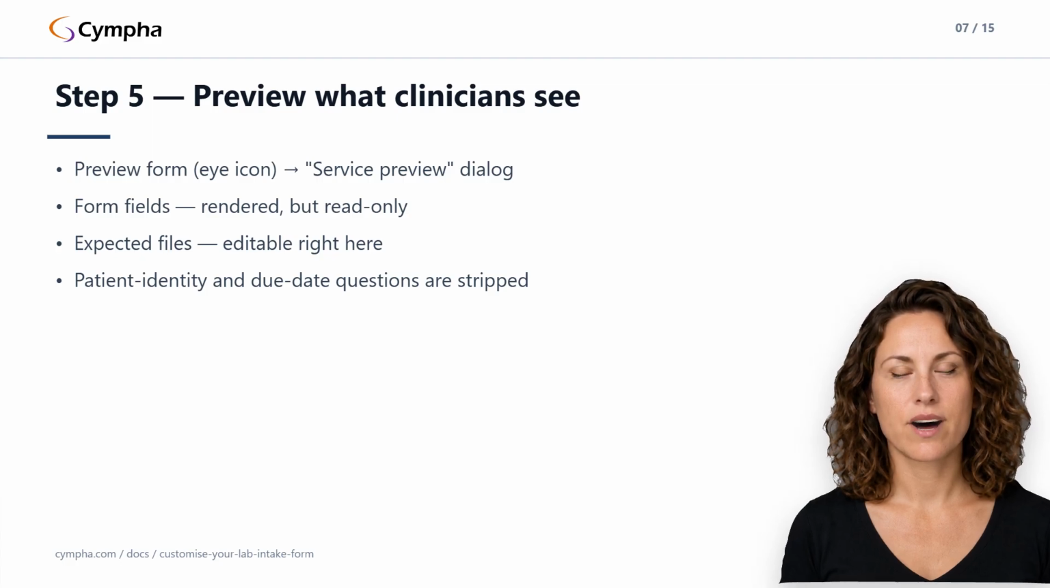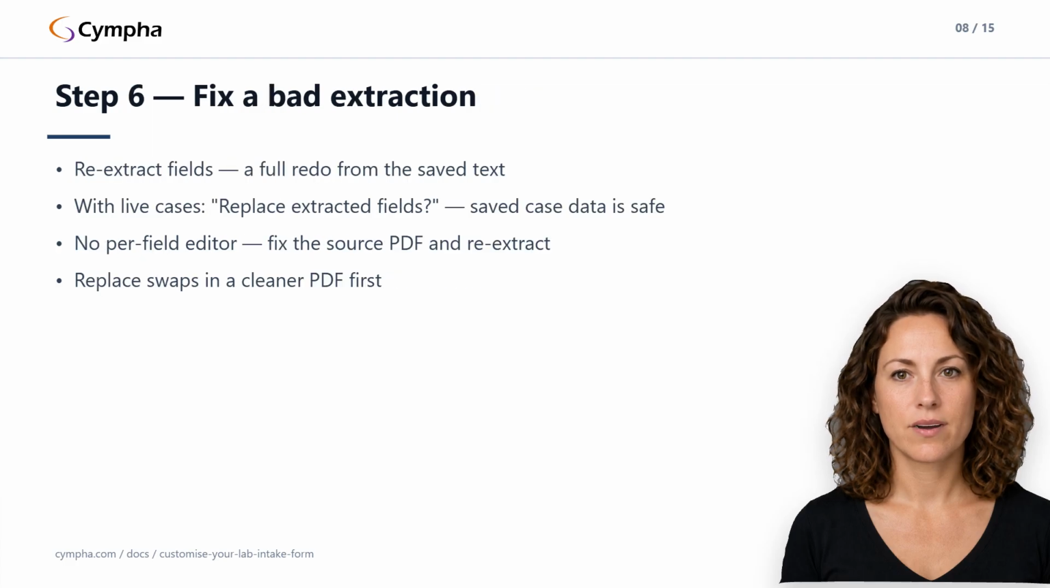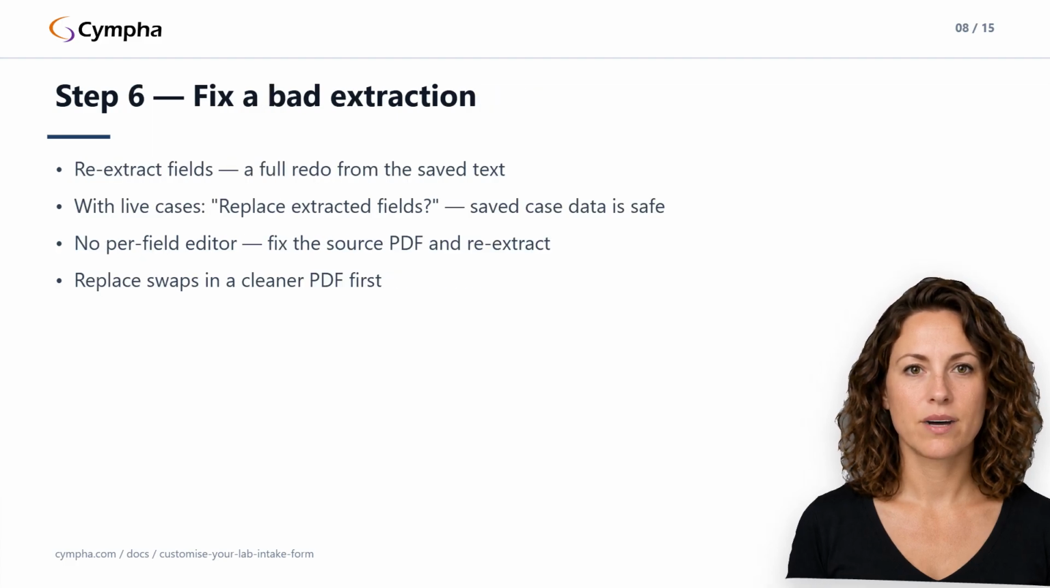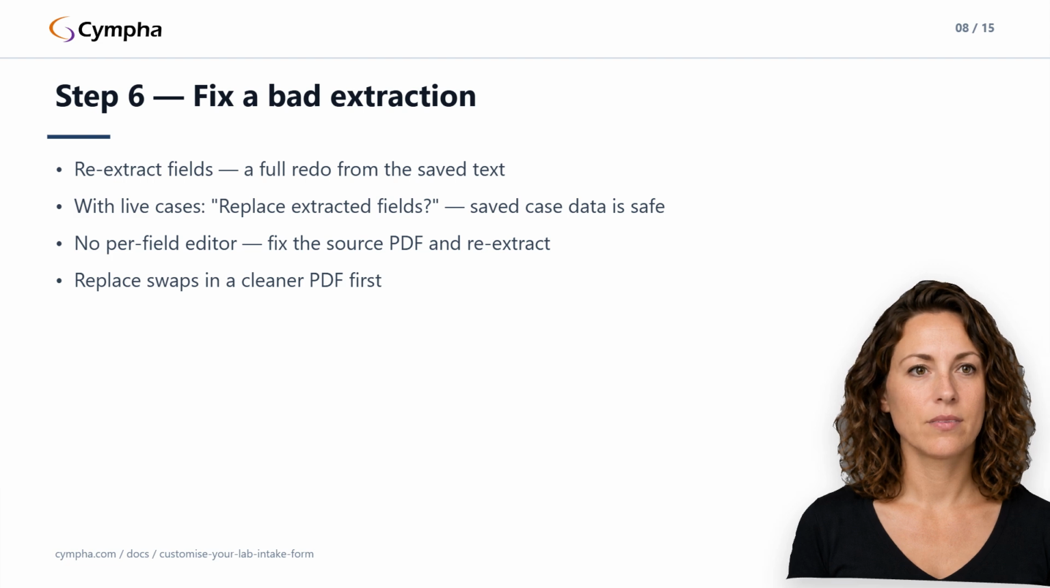If the extraction was off, you have two moves. The full redo is re-extract fields on the service row. If the service already has cases, a confirmation dialog appears asking, replace extracted fields? And the reassurance in it matters: the existing cases' saved data is safe and won't change, only the field template and the example order are updated, and only for future cases. Click re-extract anyway to confirm.